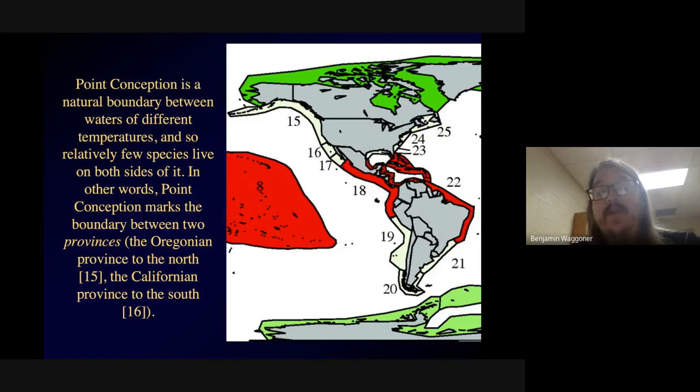South of the Californian province, province number 17, I guess that's the Baja Californian province, and then 18 is the Panamanic province, and so on. There's about 30 provinces that you can divide the shallow oceans into, and all that means is an area that tends to have distinctive water conditions and groups of species that are more similar to each other than what you find in other provinces. They're just areas that have a lot of species in common.